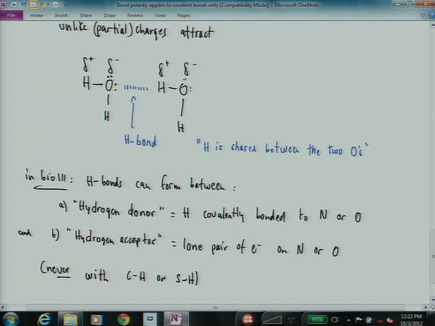They have to be, if you like, special hydrogens. That is, hydrogens bonded to an oxygen or a nitrogen. Hydrogen stuck on a carbon is not special. Why is that? Because this bond is not polar. There's no plus or minus here, so there's no attraction. Likewise with sulfur and hydrogen, they're the same electronegativity, so there's no polarity.